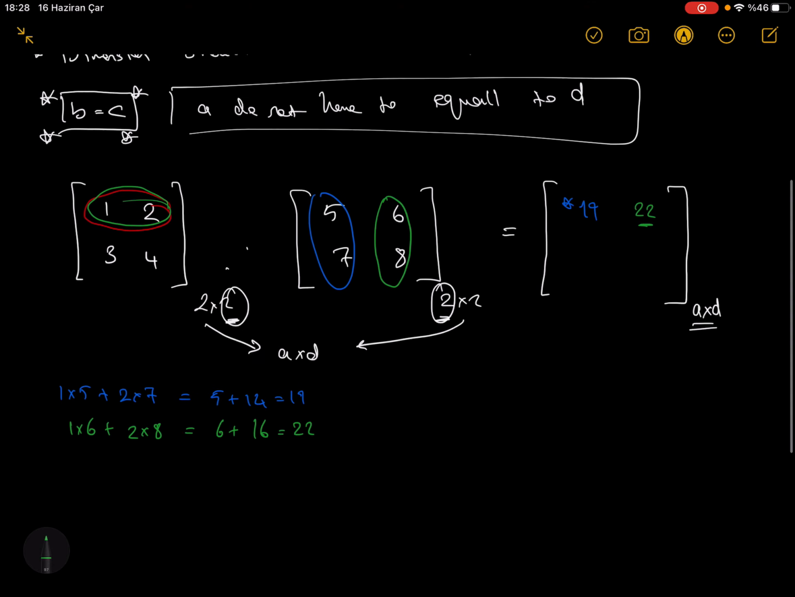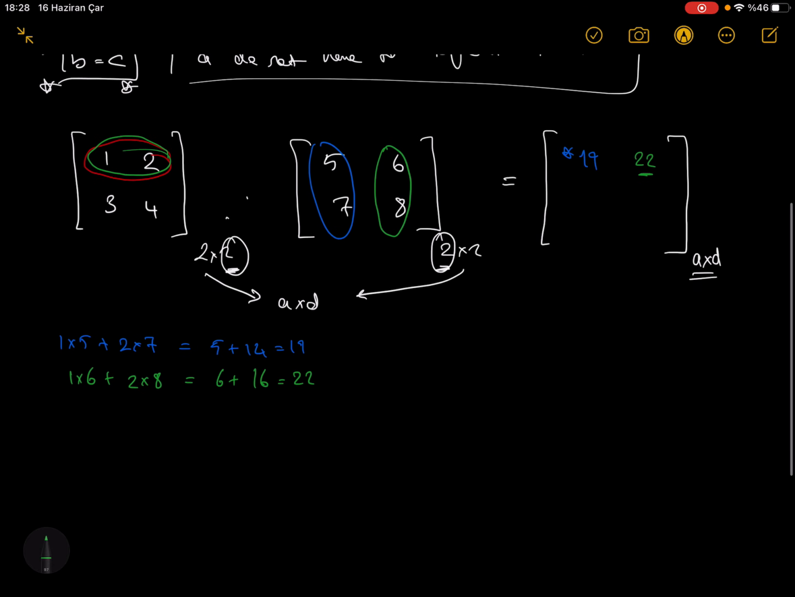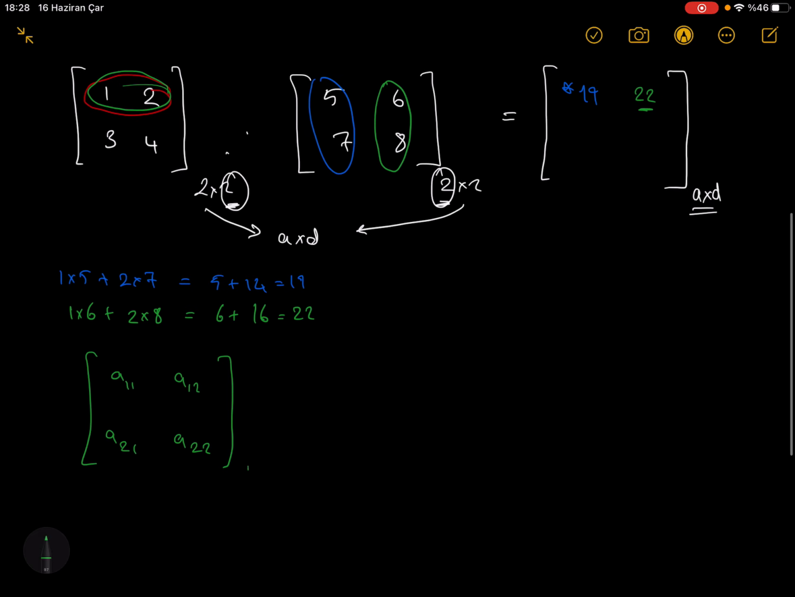Okay, so to make sure you understand the theoretic logic itself, there's a notation most professors and teachers use. This is the element, the cell in the first column of the first row. The element in the first row but second column.